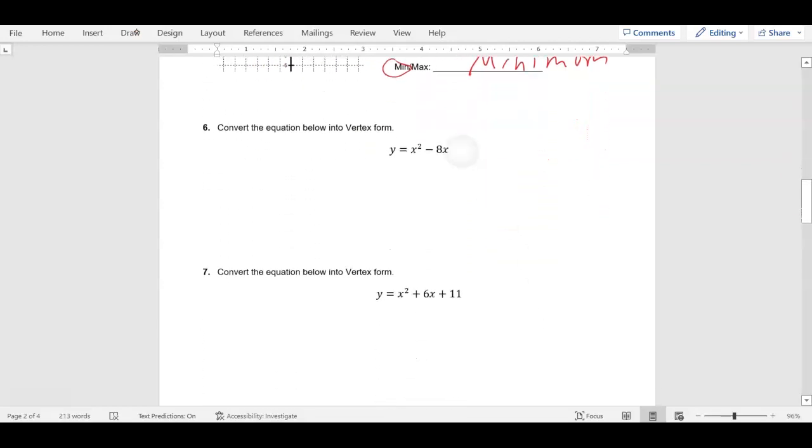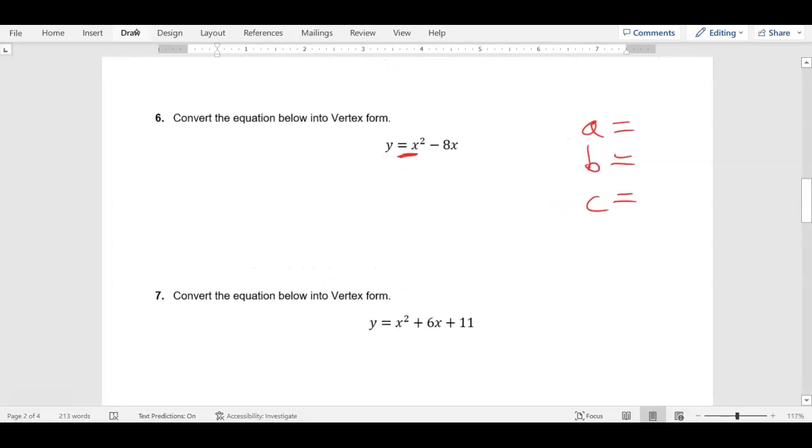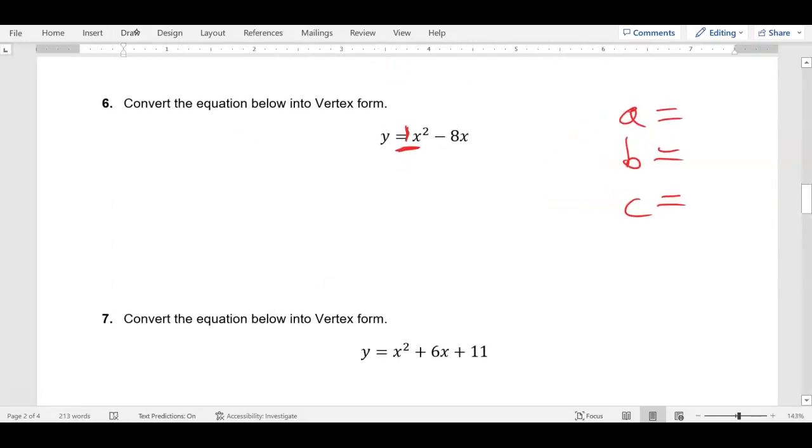Cool. All right, now we want to convert this into vertex form. So this is what we were doing in 4.3. Okay, so the first thing we need to know is what's A, B, and C, okay? A, B, C. So A is in front of x squared. If there is no number here, then it's supposed to be a 1. Okay. B is in front of x, so it's not just 8, but it's negative 8. Now, C, if there's no number here, okay, that's an implied 0, okay?